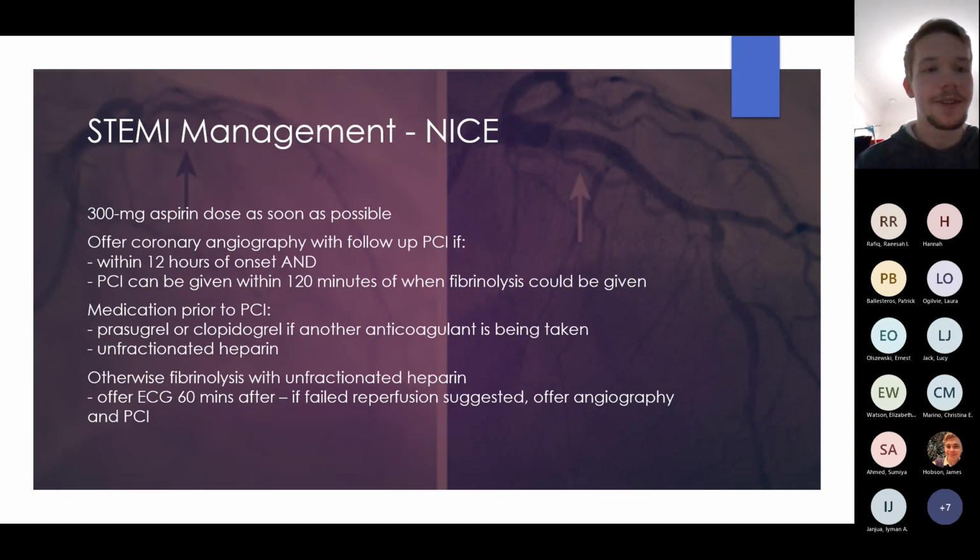If it doesn't meet that requirement for the intervention, then you'd normally try and use fibrinolytics with unfractionated heparin to get rid of that blockage. And then it's recommended that 60 minutes after that, you do an ECG. And if there's been failed reperfusion, you'd then offer the angiography and a PCI, and you'd probably, again, refer it to more senior in cardiology about the management there.